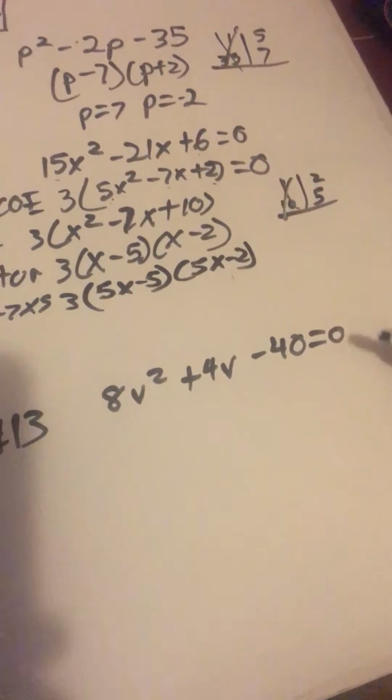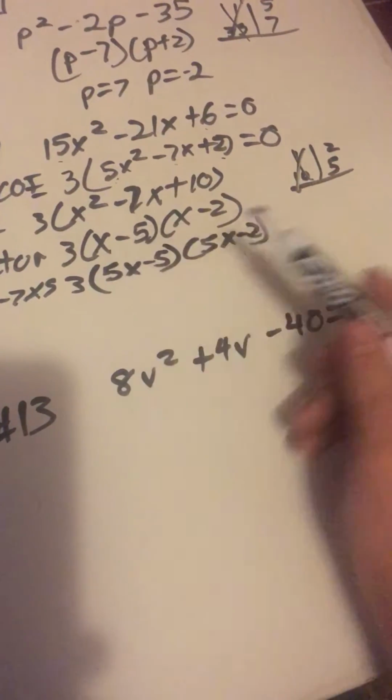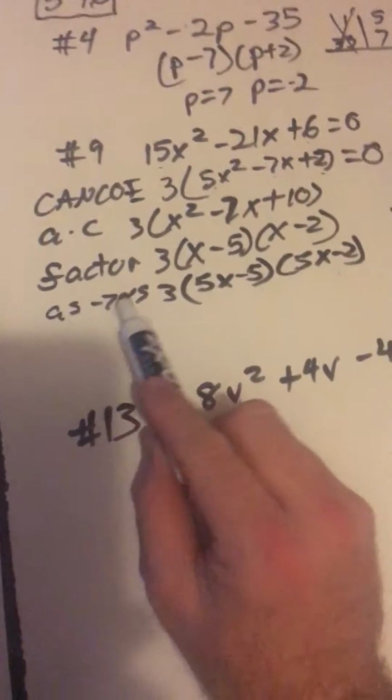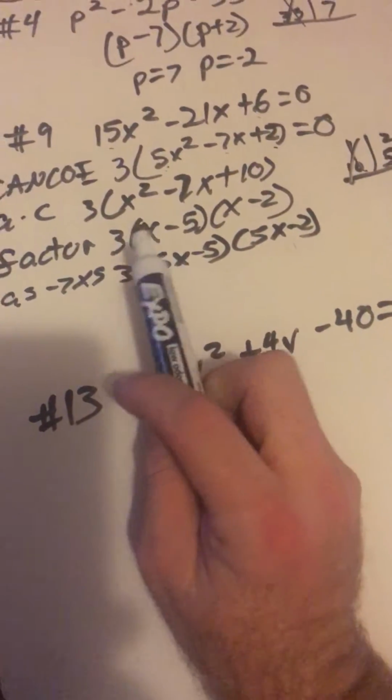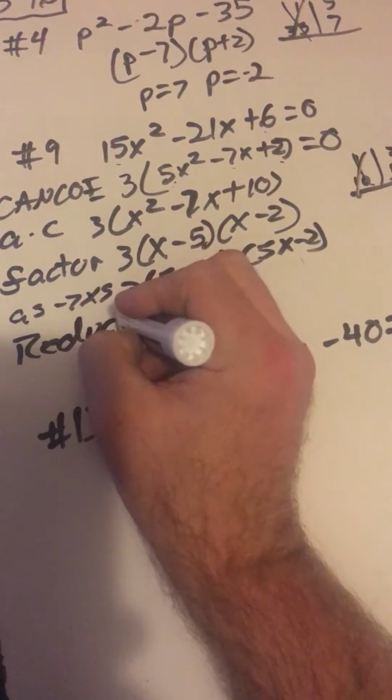Now, I still had somebody ask me the other day, so we have to put these back in both x's? Yes, you do. That's why I have the a's back in front of my x's. All right, so now I reduce. Sometimes you can, sometimes you can't.